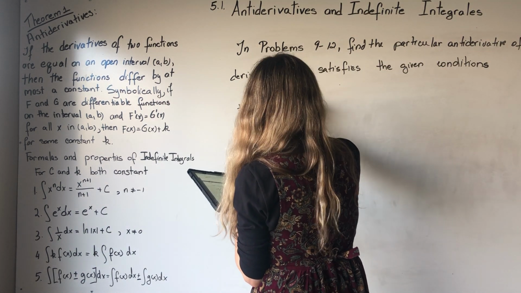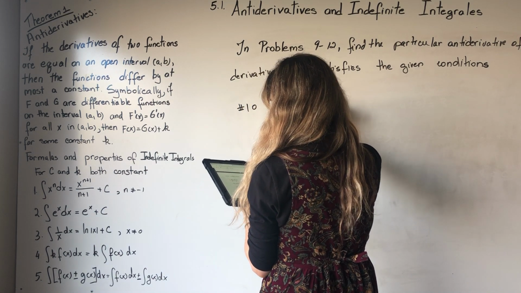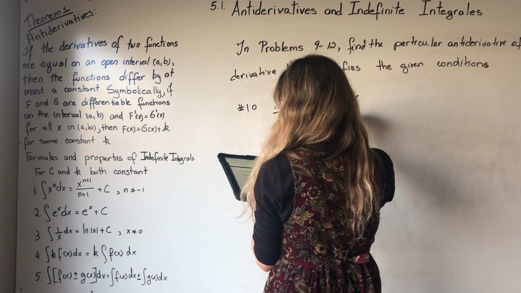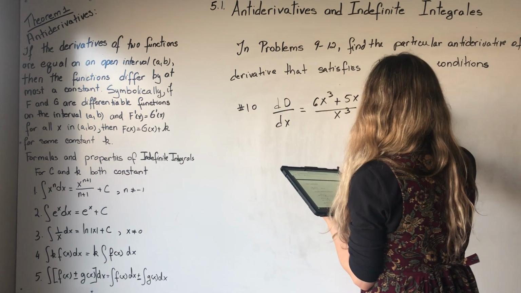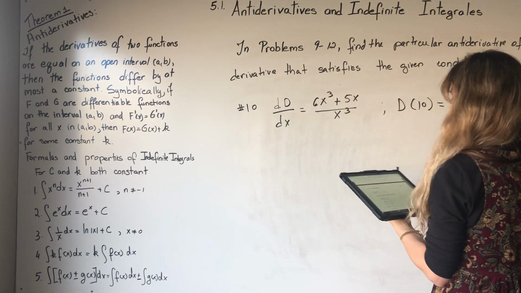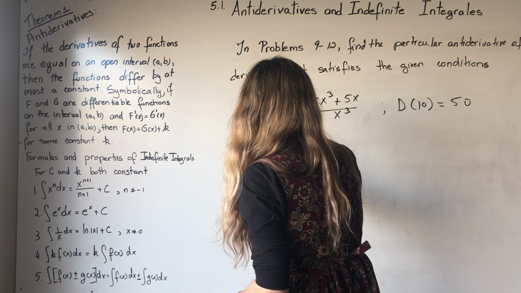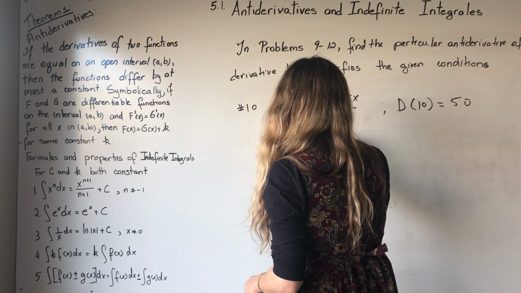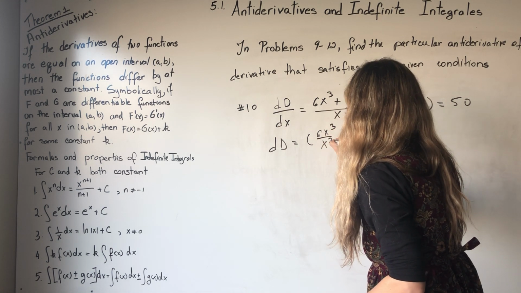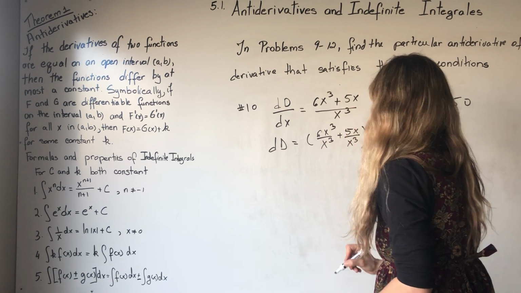So dD over dx is equal to 6x to the third plus 5x divided by x to the third. I know that uppercase D of 10 is equal to 50. So once again, dD is equal to, I'm going to write it as 6x to the third over x to the third plus 5x over x to the third dx.